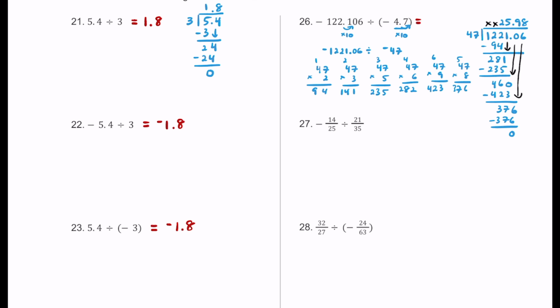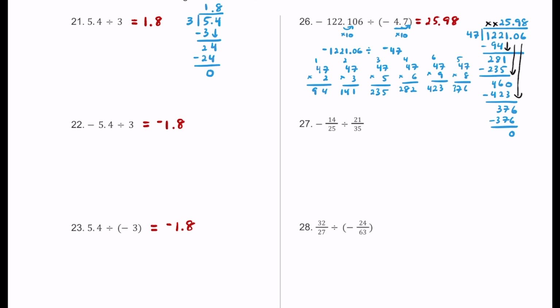So again, if we go back to the beginning here, we had a negative divided by a negative, or the opposite of the opposite. We can take our quotient here, and we are going to get a positive 25.98, or 25 and 98 hundredths, because the opposite of the opposite is positive.